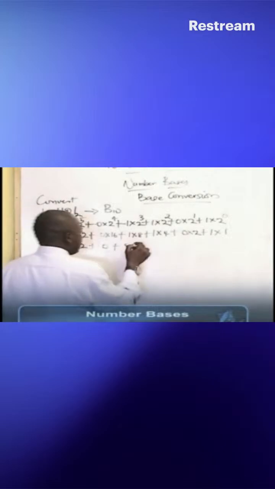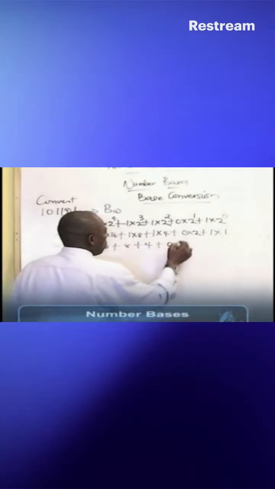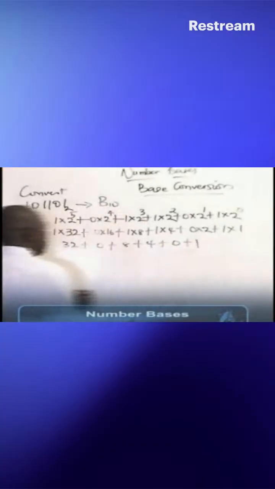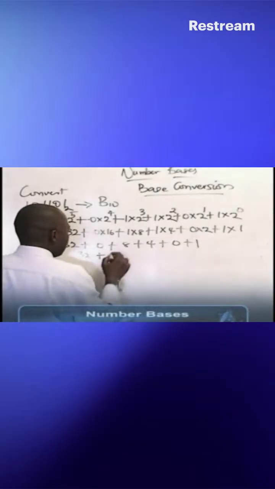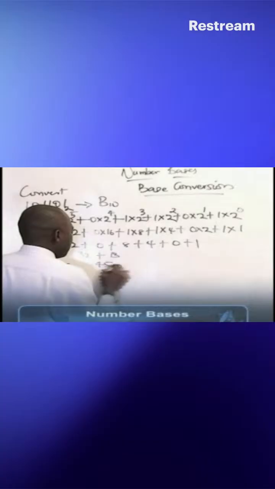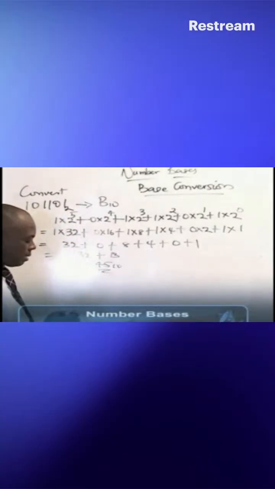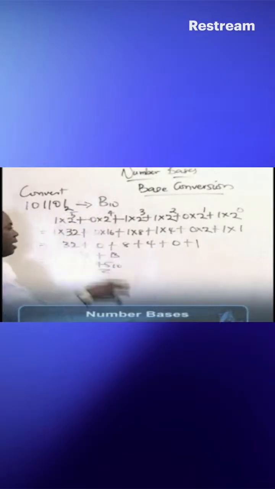1 times 8 is 8. 1 times 4 is 4. 0 times 2 again is 0. 1 times 1 is 1. If you take time to add all of this together, you will discover that this is 32. 8 plus 4 is 12. Plus 1 is 13. And then you now have 45 base 10. That is conversion of binary number to base 10 numbers.